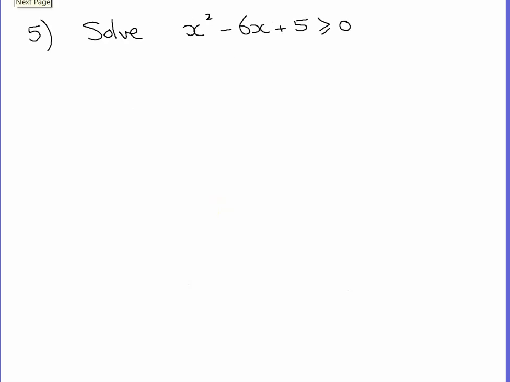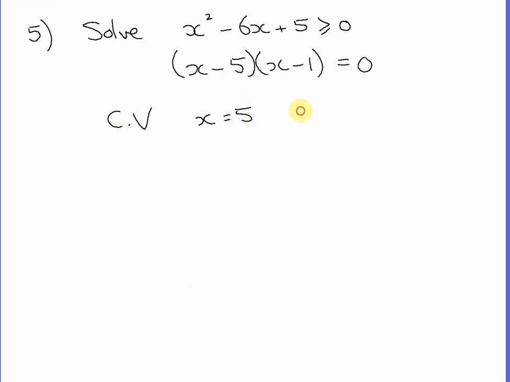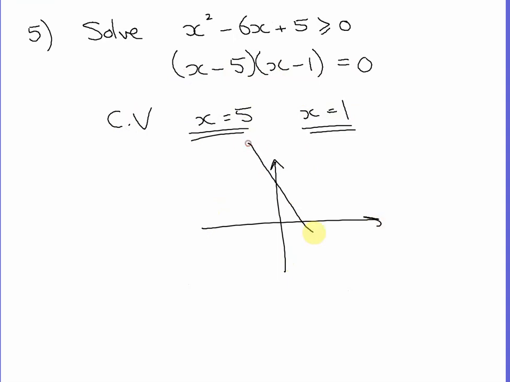Question 5. Exactly the same. So let's factorize. So we've got minus 5 and minus 1. This one's going to look ever so slightly different, and you'll see why in a minute. So critical values, x equals 5, x equals 1. Critical value sketch. The only reason this one looks different is because they're both on the same side. So I put my x, put my y, and we're interested when they're on the line and above the line, because it's greater than or equal to.